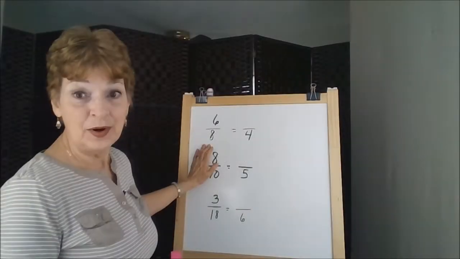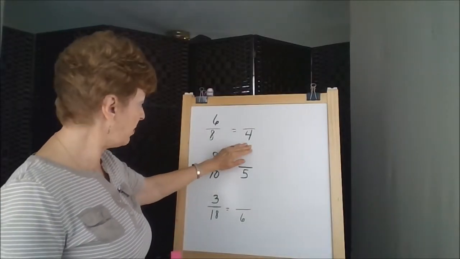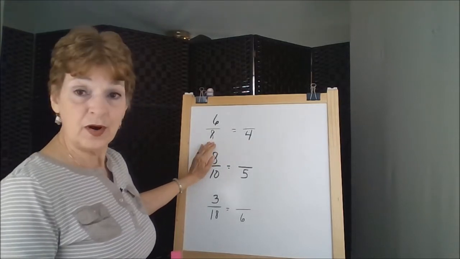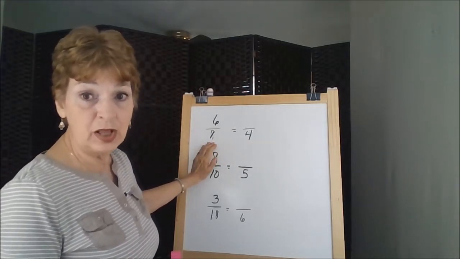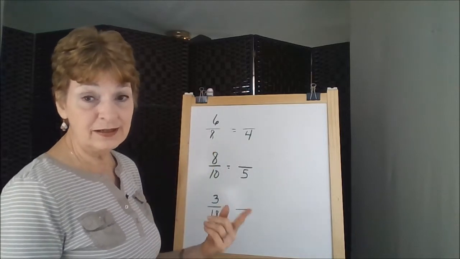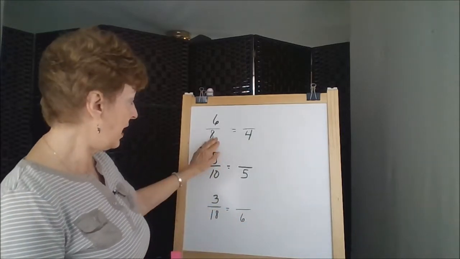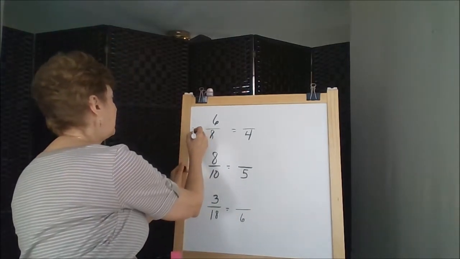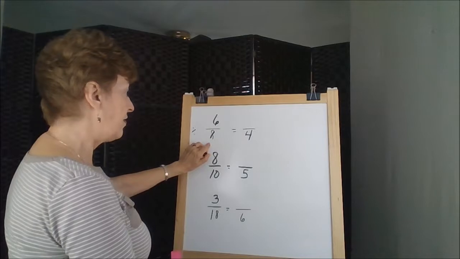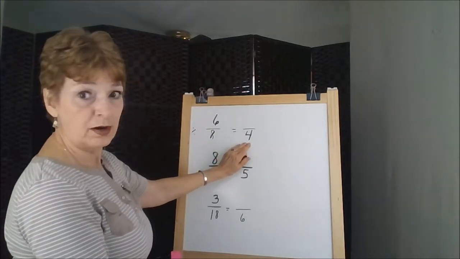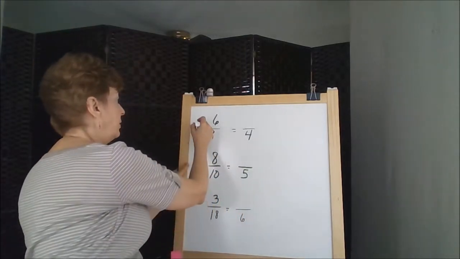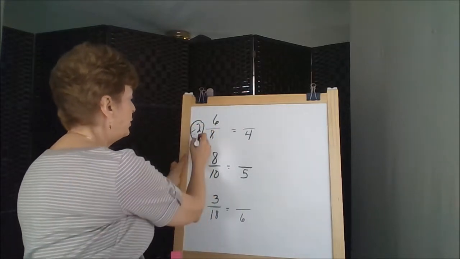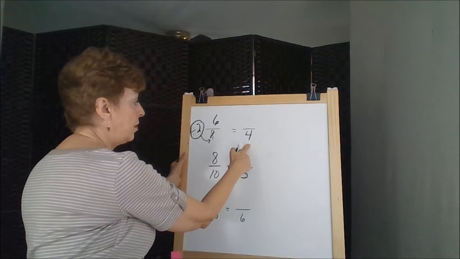In this example, we're now going to smaller numbers. 4 is obviously smaller than 8. There are only two ways that you can get smaller answers: subtract or divide. In this case, we're going to be dividing. What would I have to divide 8 by in order to get a 4? 2. 8 divided by 2 is equal to 4.